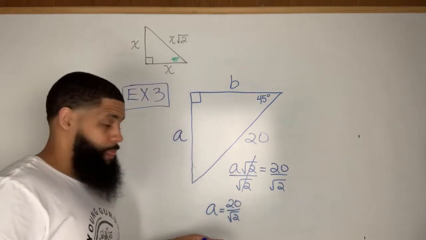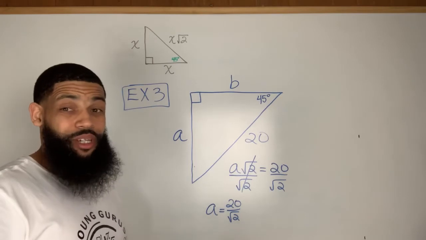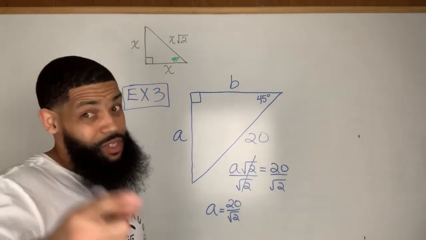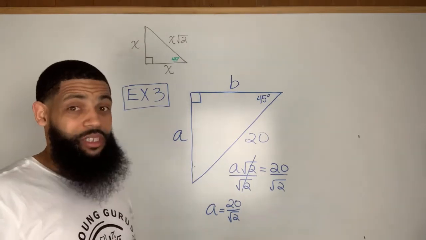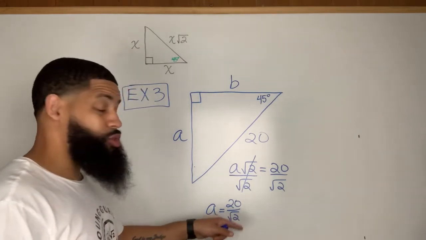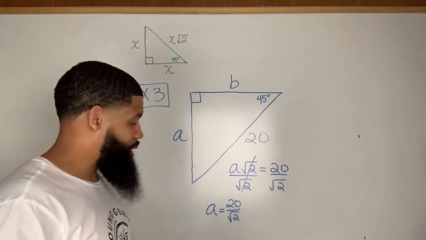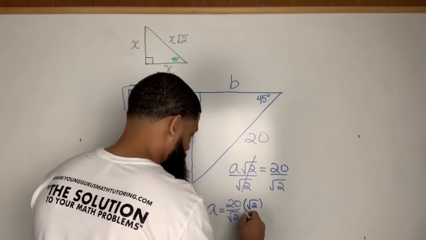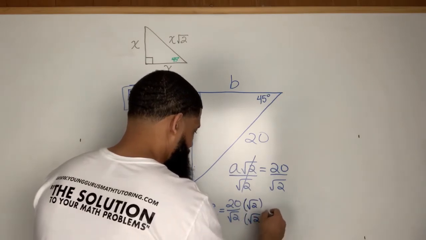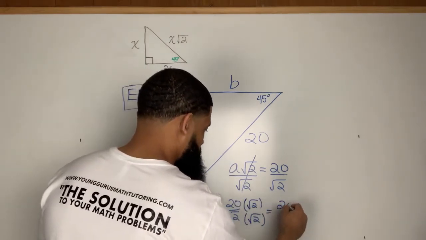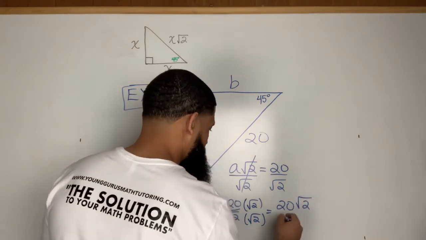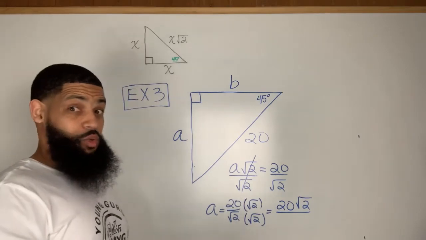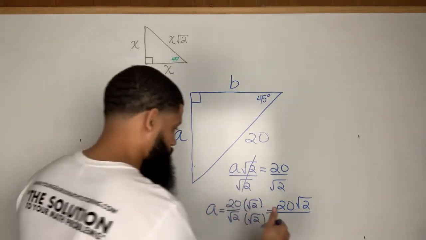But that radical in the denominator, we have to rationalize this denominator. What does that mean? I got a video on that too. Look up the video, rationalizing the denominator. So I have to multiply the numerator and the denominator by this square root of 2. So I'm going to say, boom, square root of 2 there, square root of 2 there. And what that gives me is, in the numerator, 20 times the square root of 2. And in the denominator, square root of 2 times the square root of 2 is the square root of 4, which is just 2.